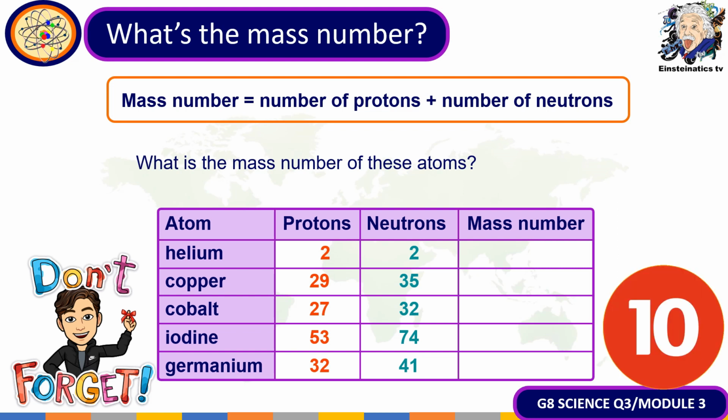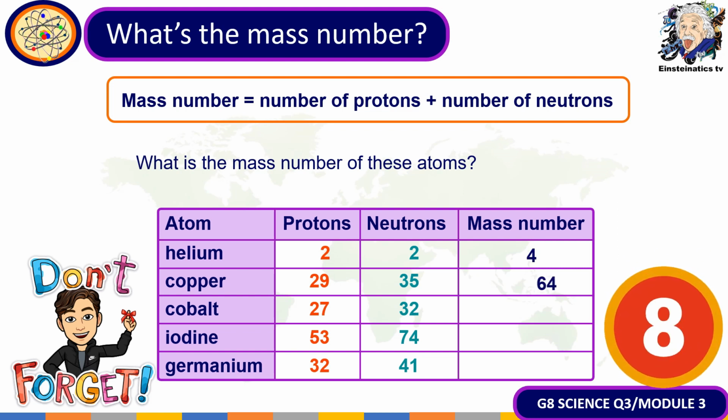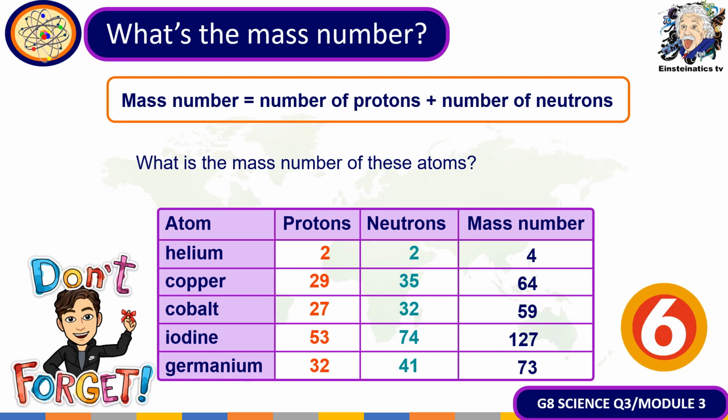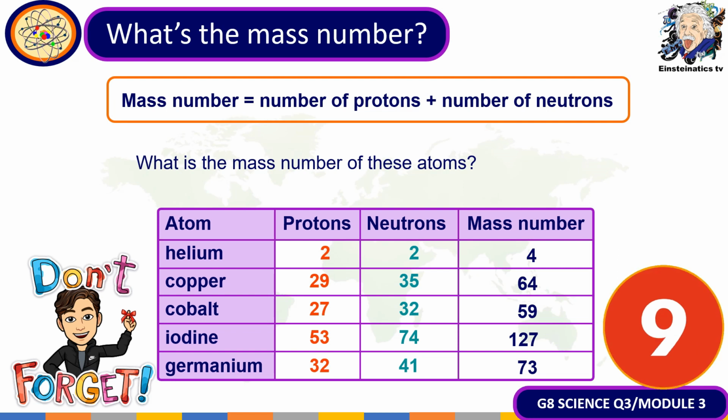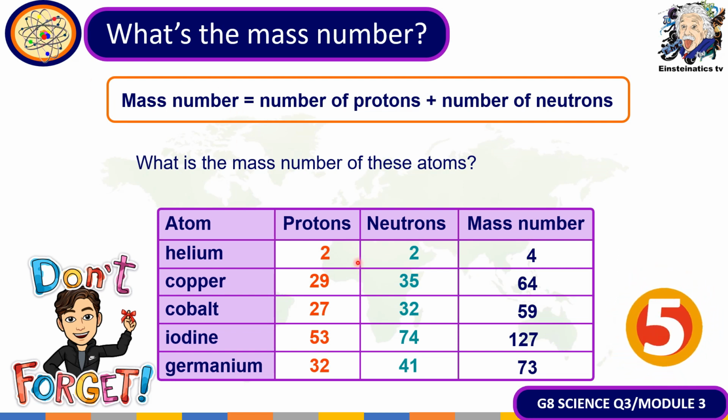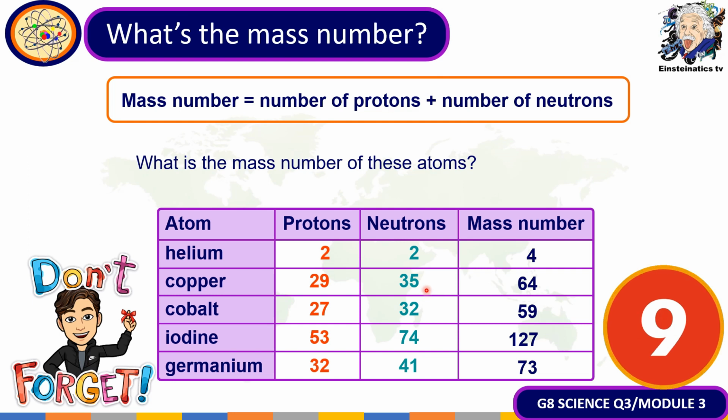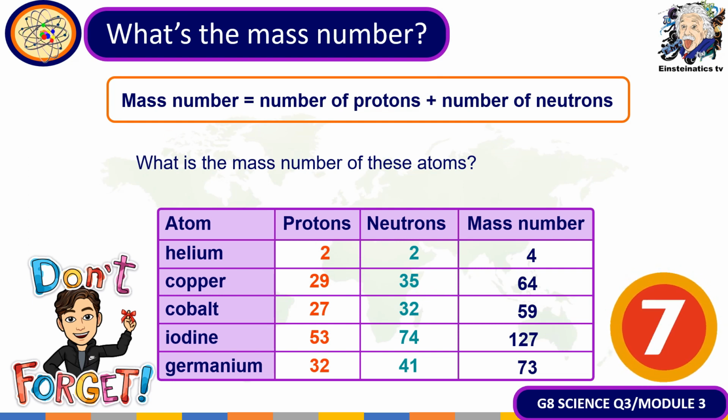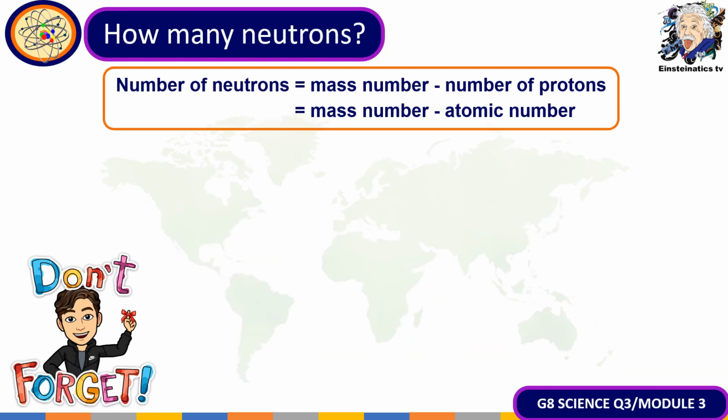So the correct answers would be, for helium-4, copper is 64, cobalt is 59, iodine is 127, germanium has 73. So paano kinuha ito? Just add the number of protons and neutrons. So did you get it all correct? If so, congratulations. Let's proceed now on how to compute for the number of neutrons.